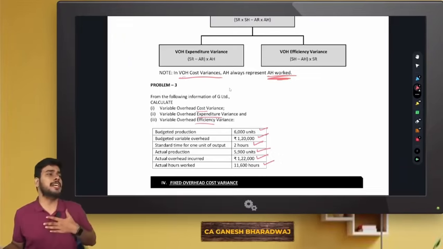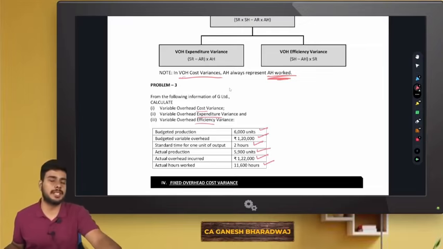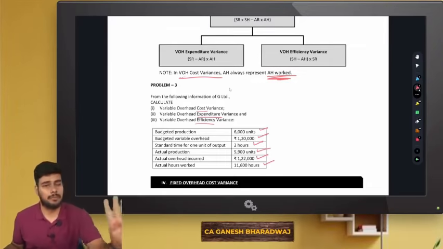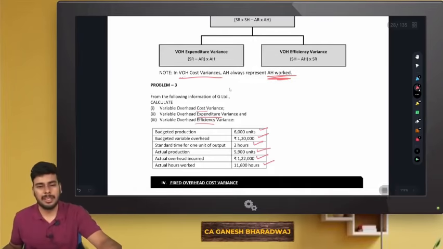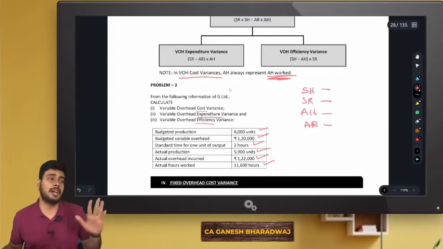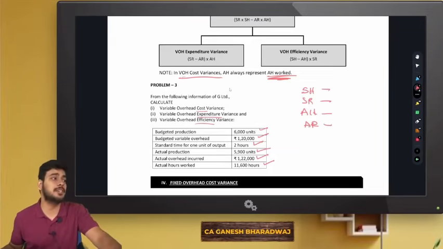Now, for me to calculate the variable overhead variances, how many figures do I need? 4. What are the figures? Standard hours, standard rate, actual hours, actual rate. Now, out of these 4, 1 figure alone I will tell you. The other 3 figures you should tell me.